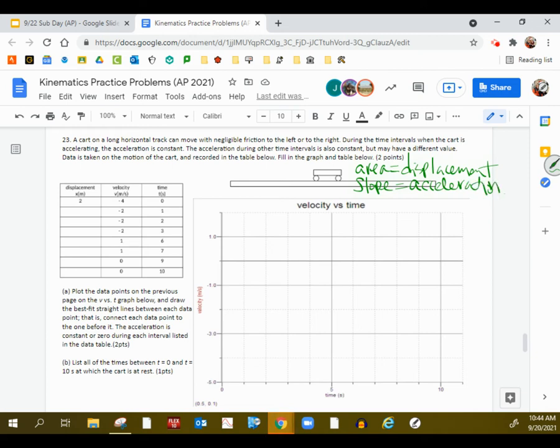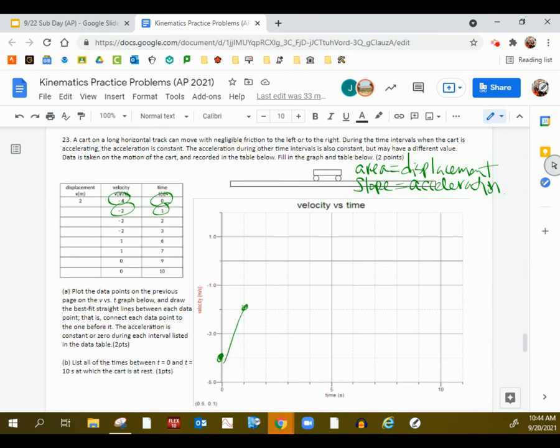The next thing you're going to do with this problem right here is you're actually going to plot the information. So notice, if I have -4 velocity at time equals 0, I just go to time equals 0 and go to -4 and plot a point. And then the next one, at time equals 1, I'm at -2. So here's time equals 1, here's -2. I connect my line right there.